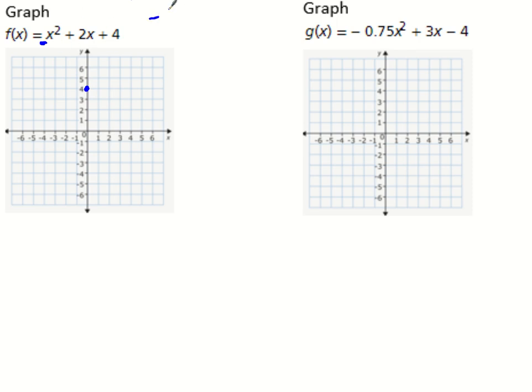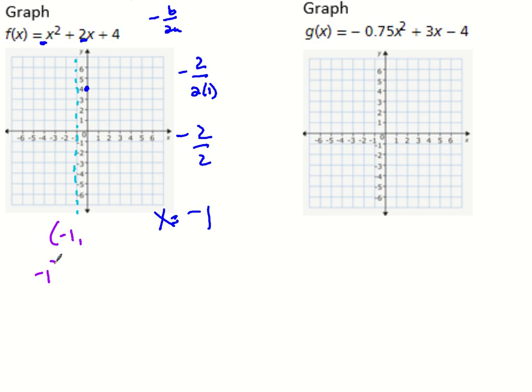So I know that it's -b over 2a. So the b is 2. So that's -2 over 2 times whatever a is. Well, a is 1. So that's -2 over 2, which is -1. So for the x value, or my axis of symmetry, we're at -1. So that's where the axis of symmetry is. So I can just draw a dashed line there on the axis of symmetry. So now that I know that my vertex x is -1, I got to figure out what the y value is. So I can plug in -1 into the function and solve.